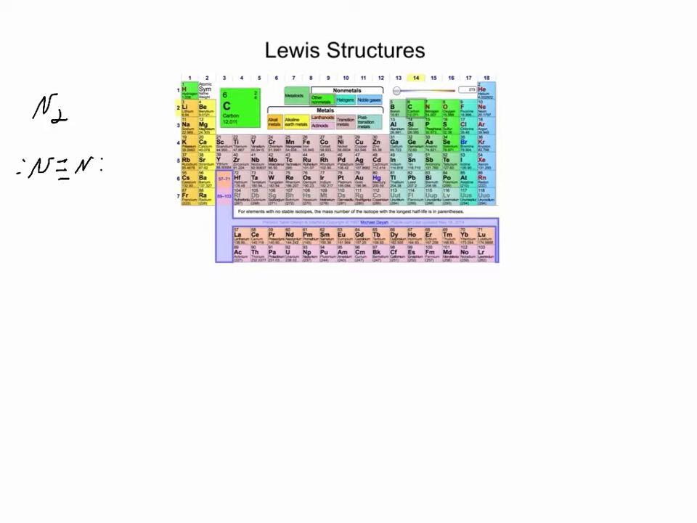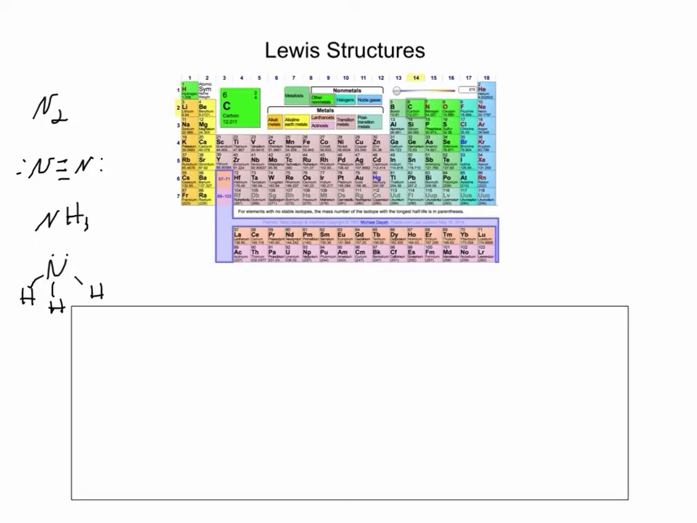And if I had a more complicated compound, maybe NH3, Lewis structures would allow me to predict that this molecule looks like a tripod. So how do I predict what these compounds are going to look like? And there are only a few simple rules.